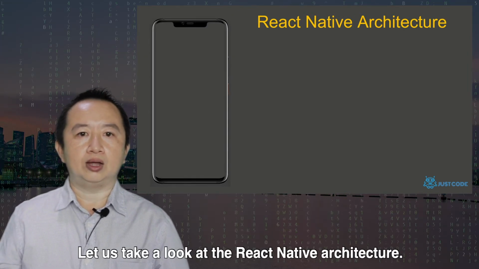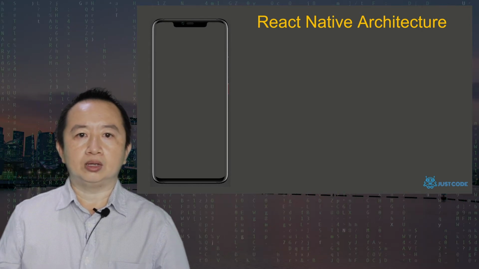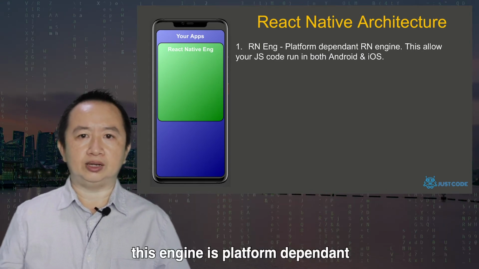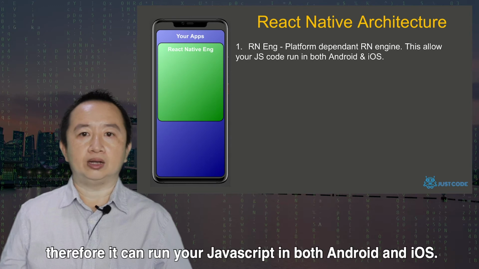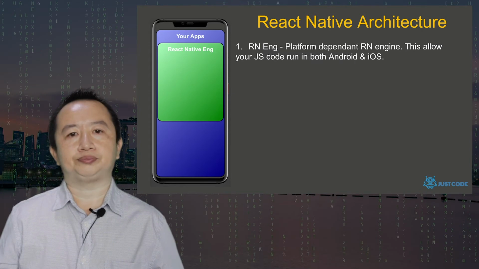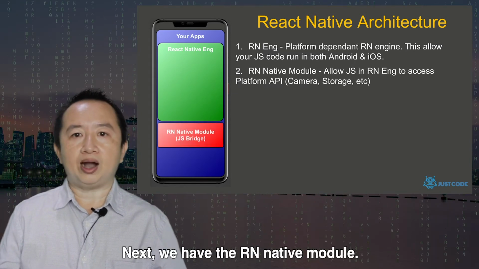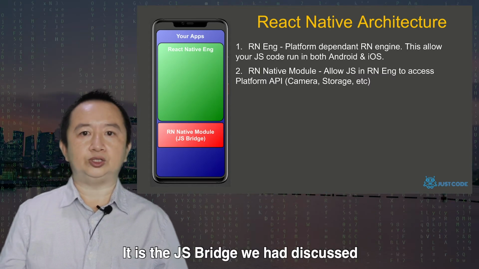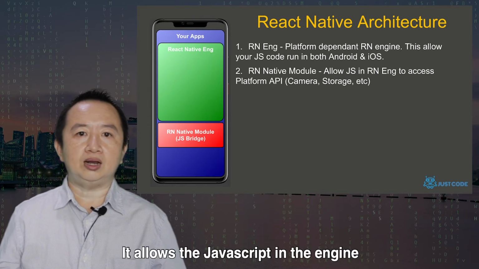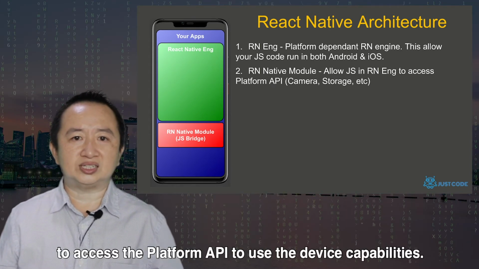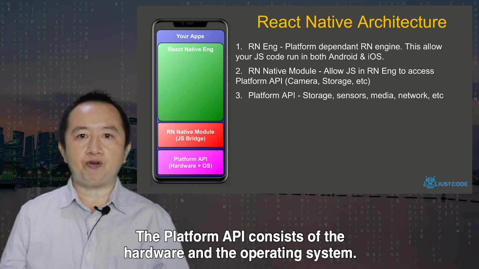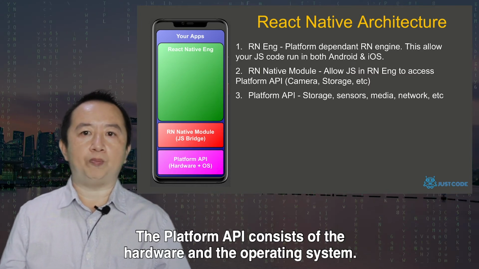Let us take a look at the React Native architecture. Your React Native application contains the React Native engine. This engine is platform dependent. Therefore, it can run your JavaScript on both Android and iOS. Next, we have the React Native module. It is the JS bridge we discussed in the hybrid app architecture. It allows the JavaScript in the engine to access the platform API to use the device capabilities. The platform API consists of the hardware and the operating system.